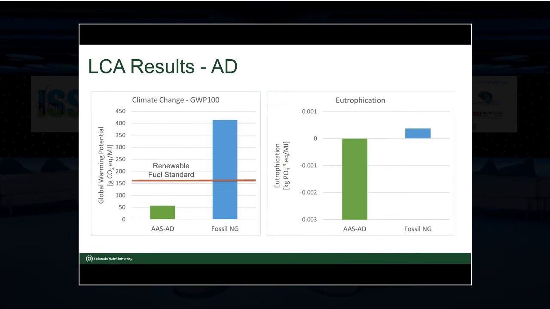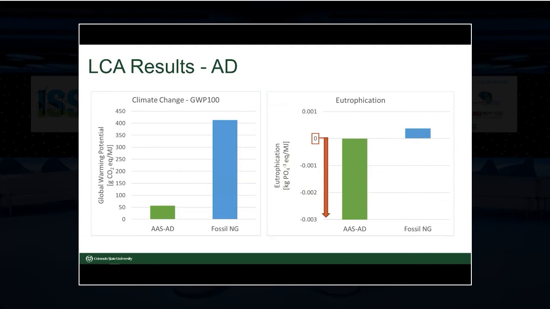On the left-hand side is the global warming potential of the attached algae system coupled with anaerobic digestion relative to fossil natural gas. To be considered a biofuel for use in the United States, the Renewable Fuel Standard requires a 60% reduction in life cycle emissions. We can see that this system exceeds this target, meaning the attached algae system coupled with anaerobic digestion is indeed sustainable in terms of its greenhouse gas emissions.